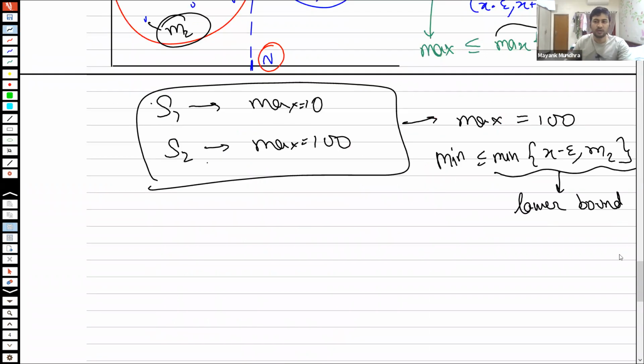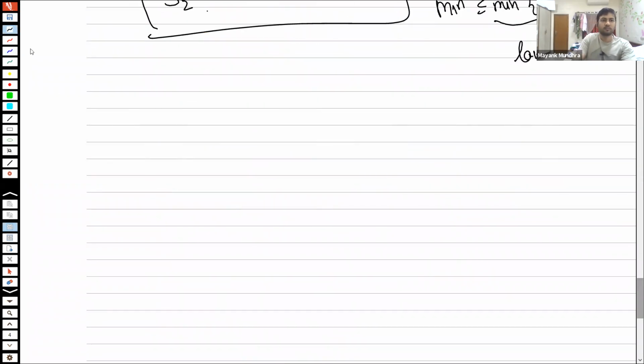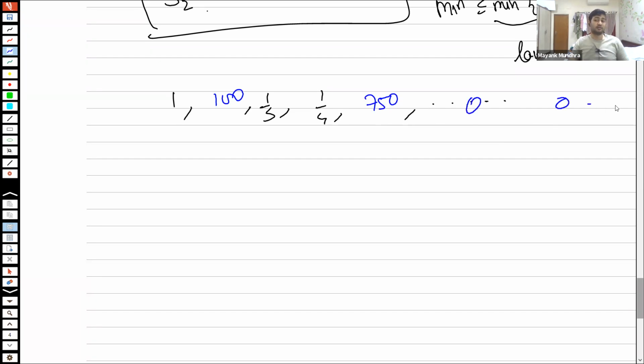Suppose the sequence is 1 by n. So the sequence is 1, 1 by 2, 1 by 3, 1 by 4, 1 by 5, and so on. I'm changing a few terms here. I don't like 1 by 2, so I remove it to get 100. I don't like 1 by 5, so I remove it to get 750. I make a few changes like this going forward. But what happens at infinity will not change because of this. At infinity, it is still going to sleep. So a finite number of changes will never cause the limit of the sequence to change.